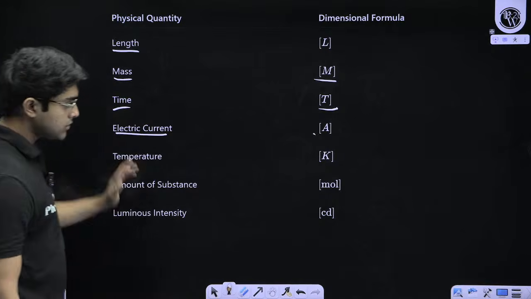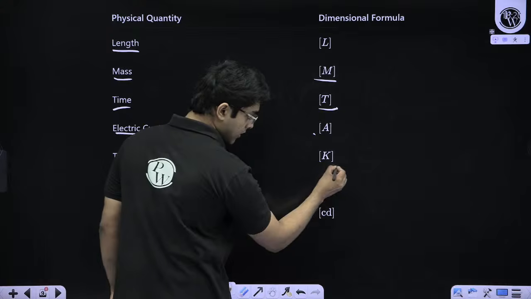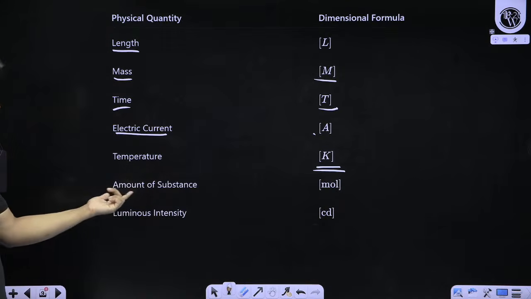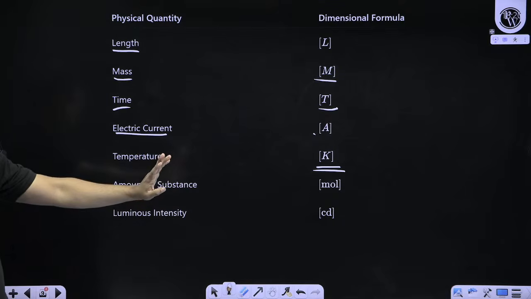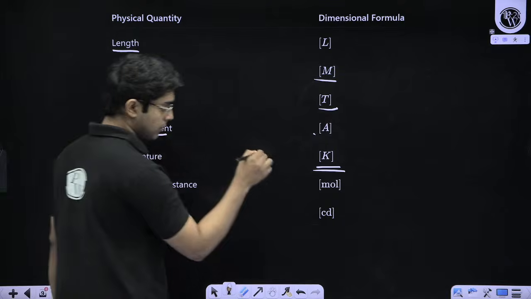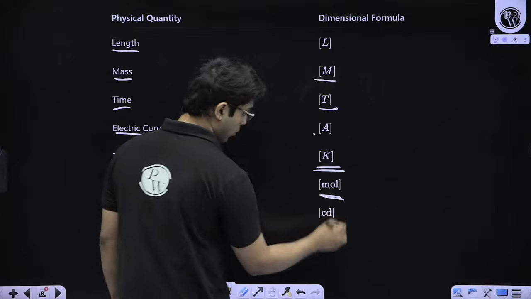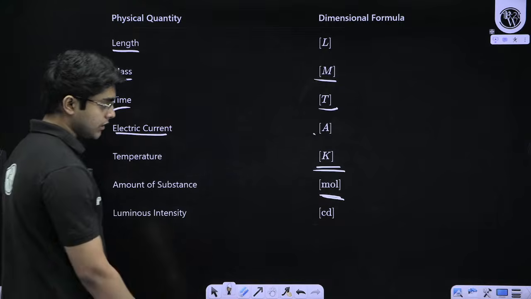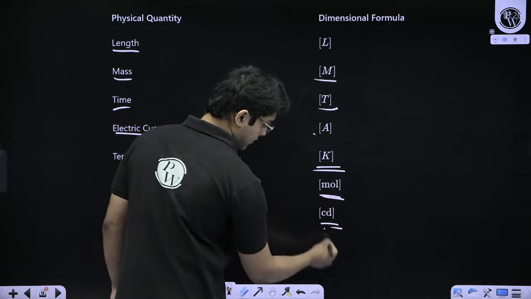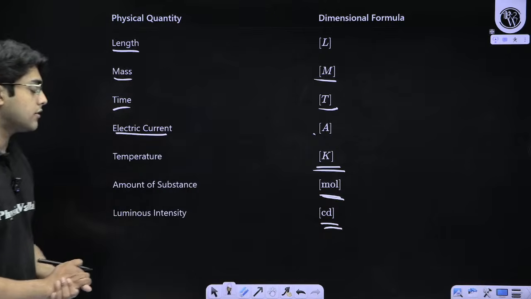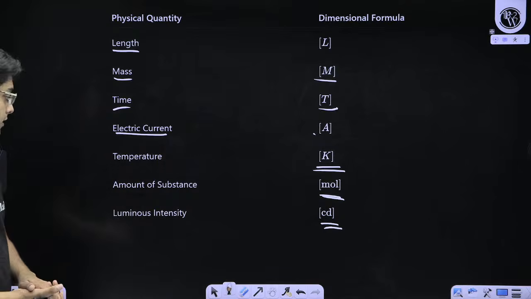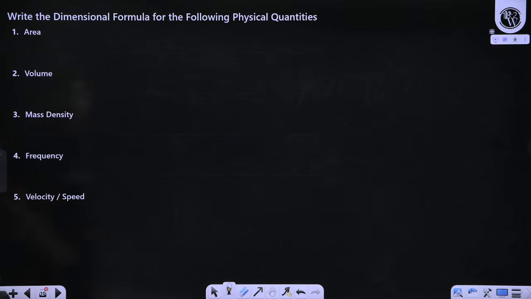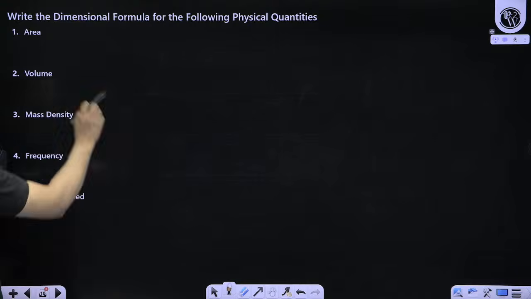Then temperature will be represented as Kelvin. The symbol is K. Okay. Amount of substance, in dimensional brackets, you will represent it as mole, MOL. And luminous intensity we will rarely see, but in case it is needed, it is represented as CD, candela. Okay. So now we will write down the dimensional formulas.